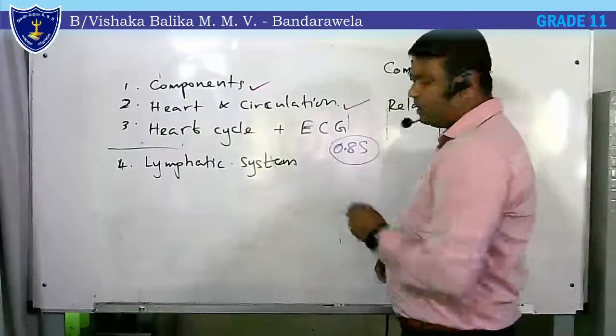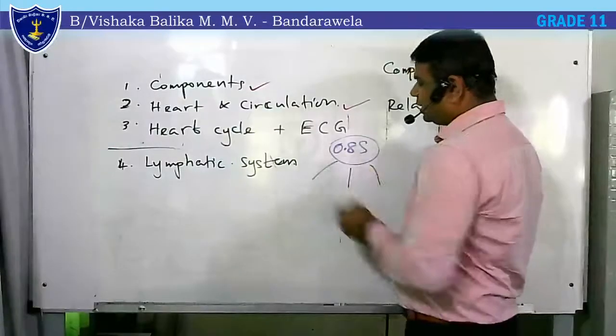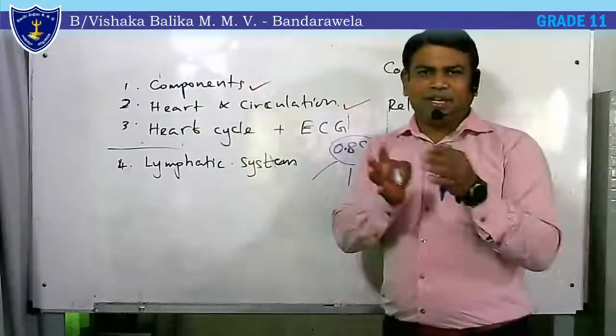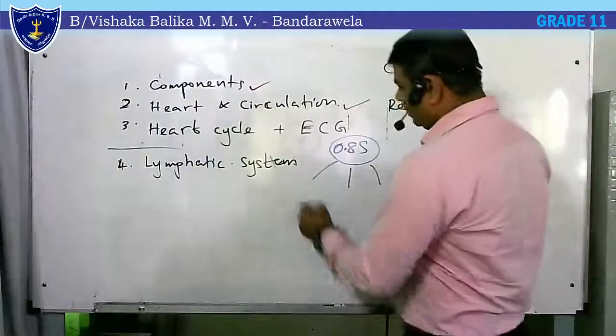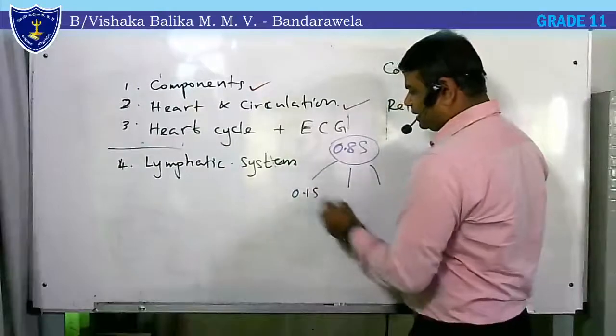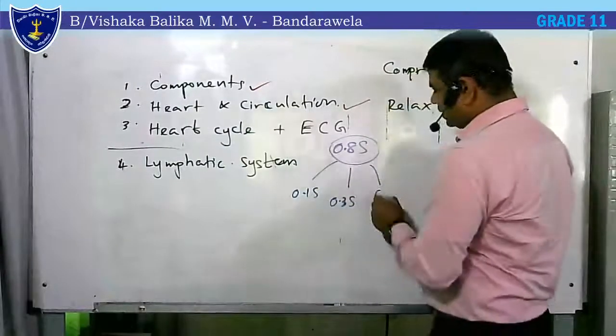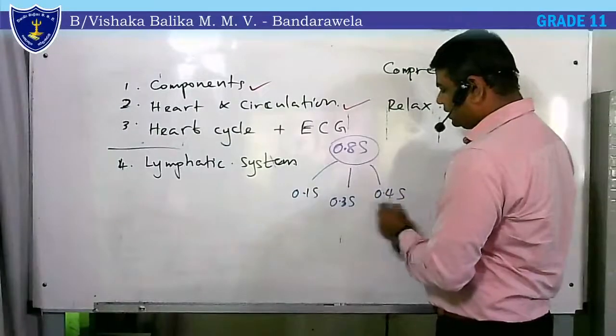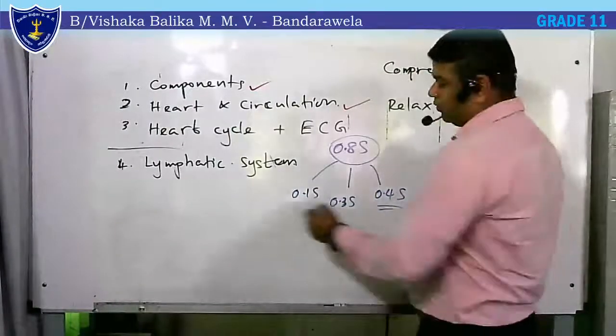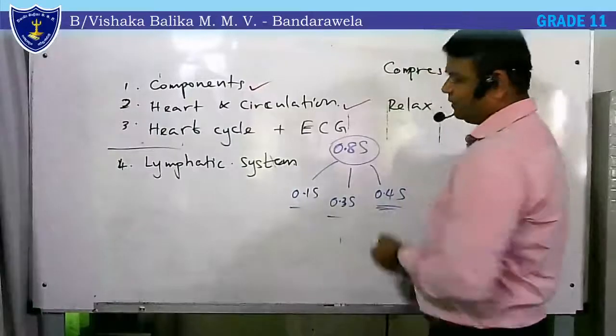One heart cycle, or one pumping of blood, takes 0.8 seconds. The 0.8 seconds works in three different phases. One phase is very short, 0.1 second is taken for that. A 0.3 second phase is there, and the last phase is 0.4 seconds. This is the relaxed phase. First compression, second compression, relaxing.